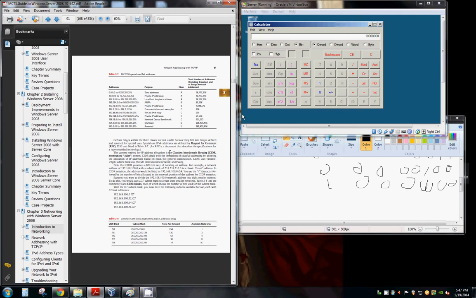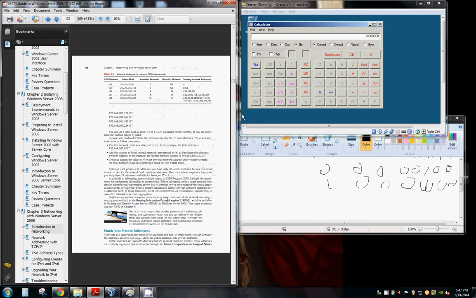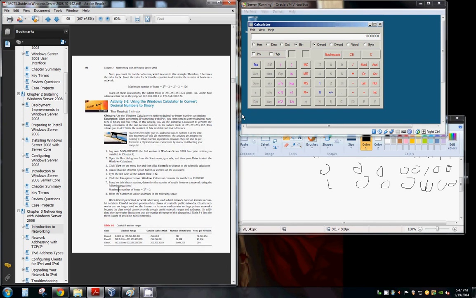And it goes even further. There's CIDR notation, which is similar to this, but that's for another day. The reason the maximum number of hosts is 2^n minus 2 is because one is a broadcast address and one is a network address, like I said earlier.